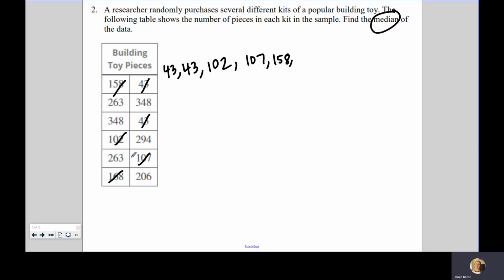Then 168. Okay. Let's see, our next biggest number is 206. 263 occurs twice, so write that one twice. And then 294. I'm going to move these down here so I can fit them all on one line.